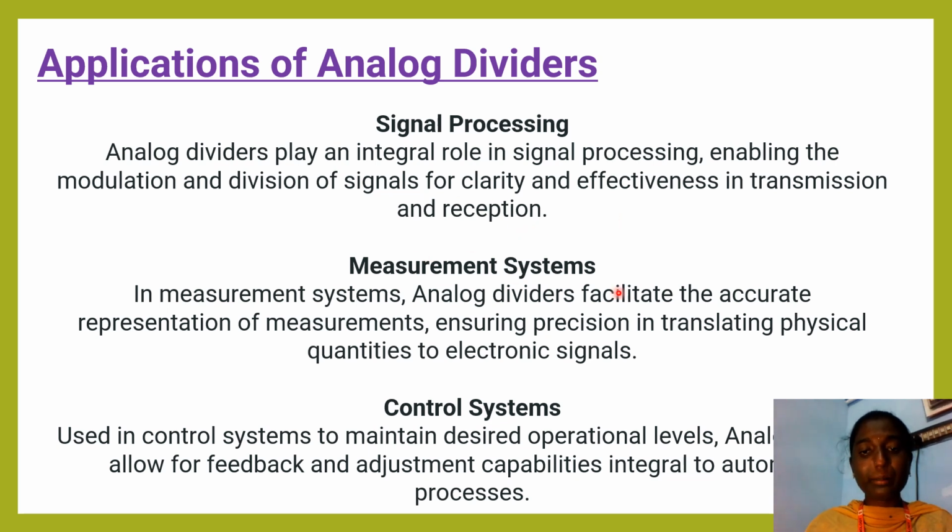reception. And measurement systems: in measurement systems, analog dividers facilitate the accurate representation of measurements, ensuring precision in translating physical quantities to electronic signals. Now coming to the control systems applications. Used in control systems to maintain desired operational levels, allowing for feedback and adjustment capabilities integrated into automatic processing.